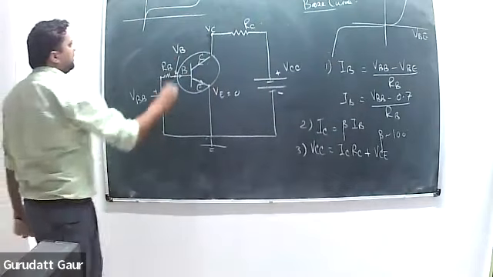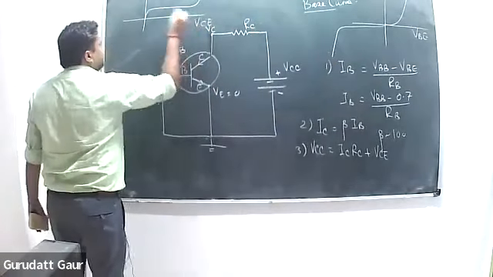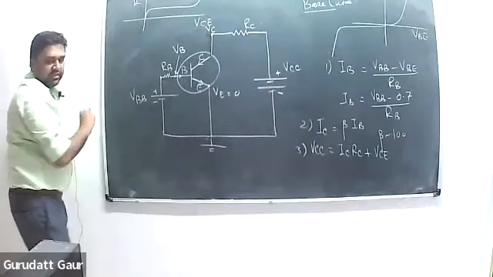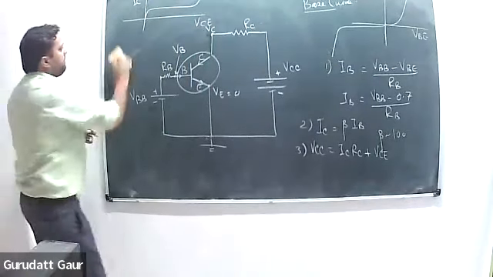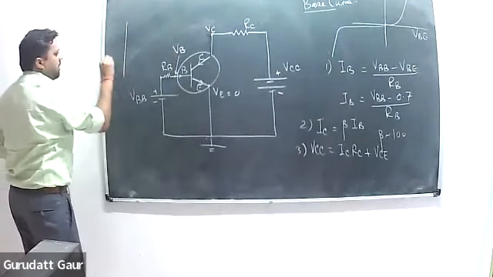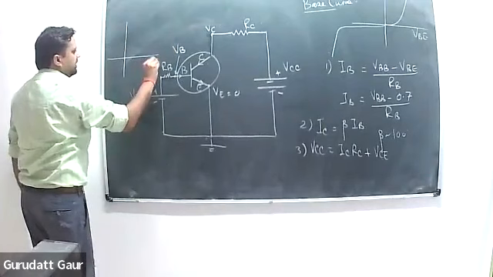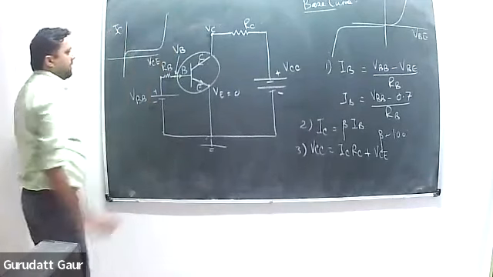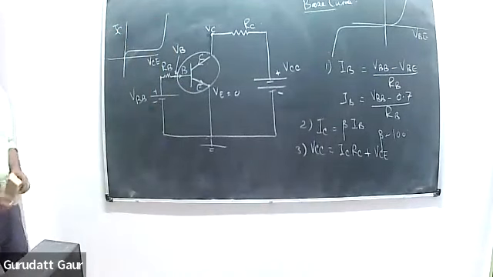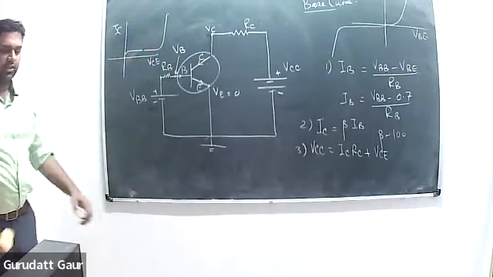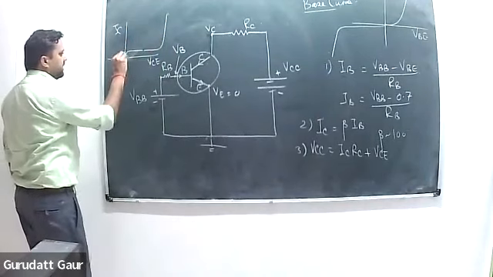This is how the VCE and this is IC. This is how it will look. And I discussed that this will be the active region, this will be the saturation region, and this will be the threshold region. And if you change the IB, you will get a different curve.